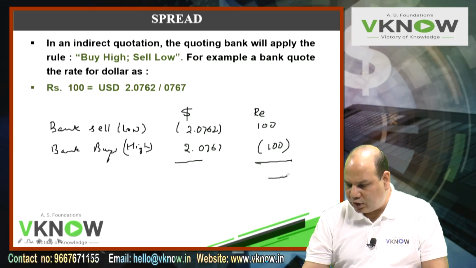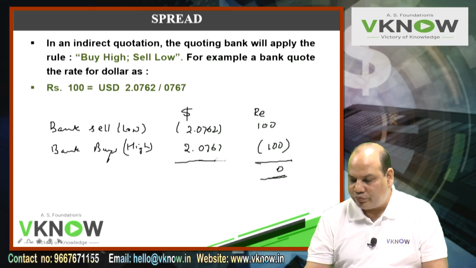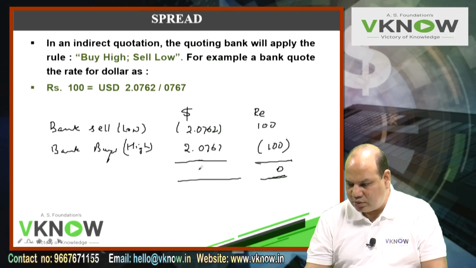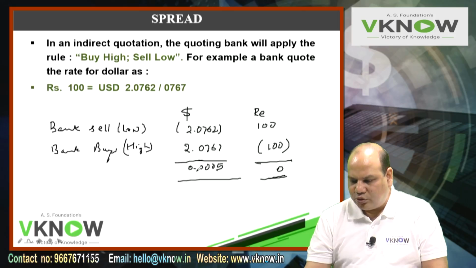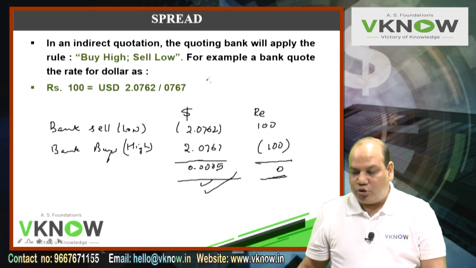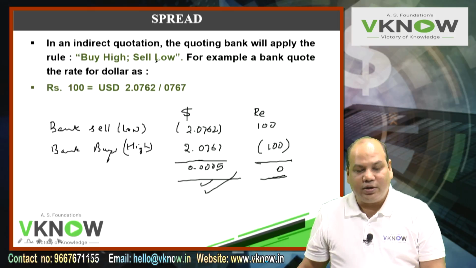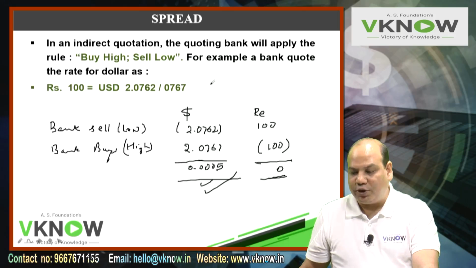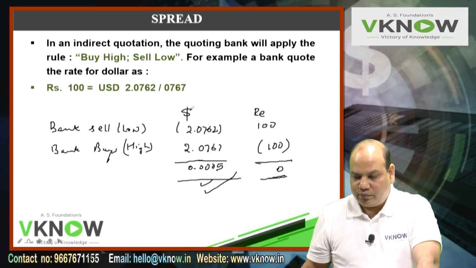Now let us look at the net cash flow. Rupee net cash flow is 0, but dollar is 0.0005 positive. So for every 100 rupees, the bank is going to make a profit of $0.0005. This way the banks make profit, right? So the rule for indirect quote is buy high, sell low. Whenever you have doubt, you can come to this paragraph 25 and check the example.